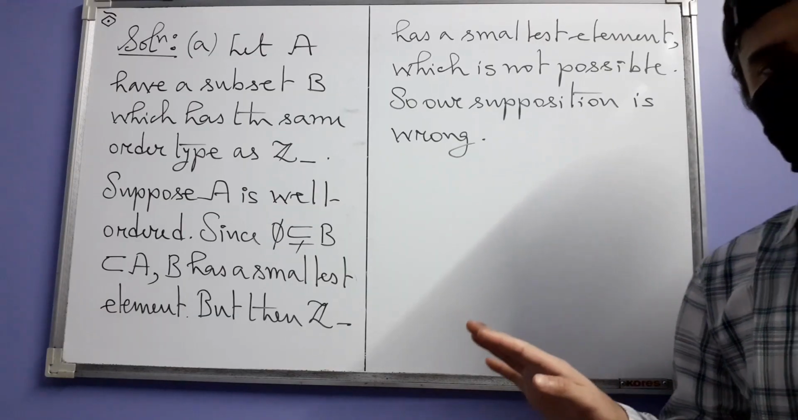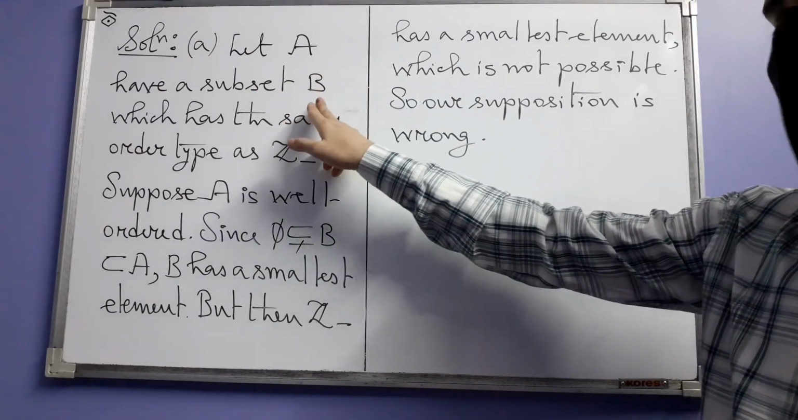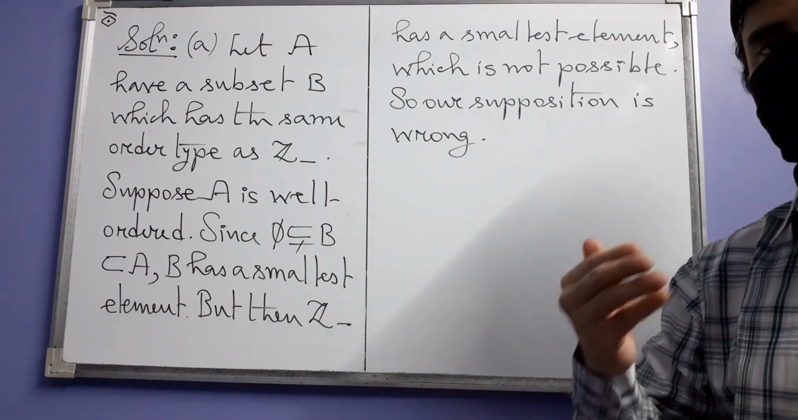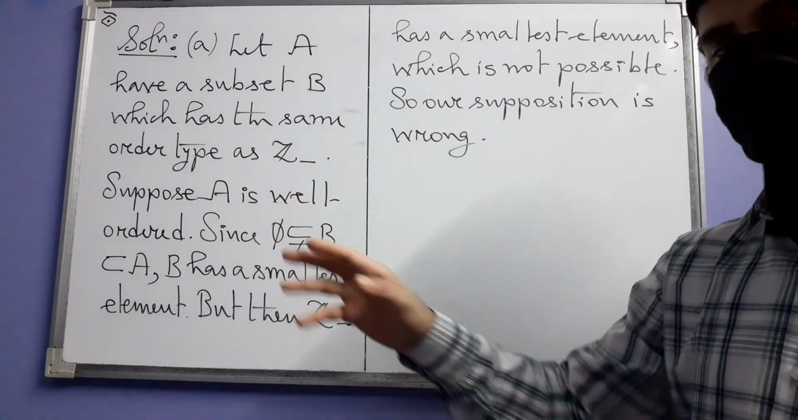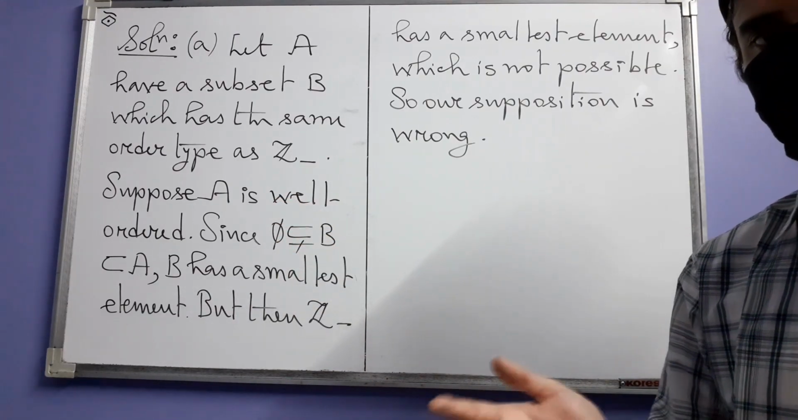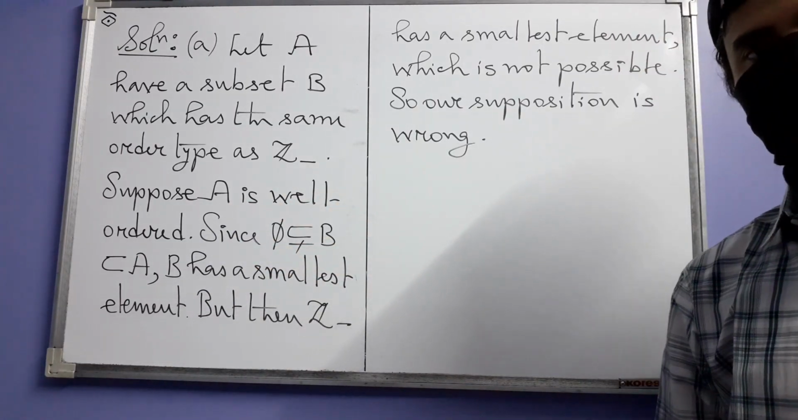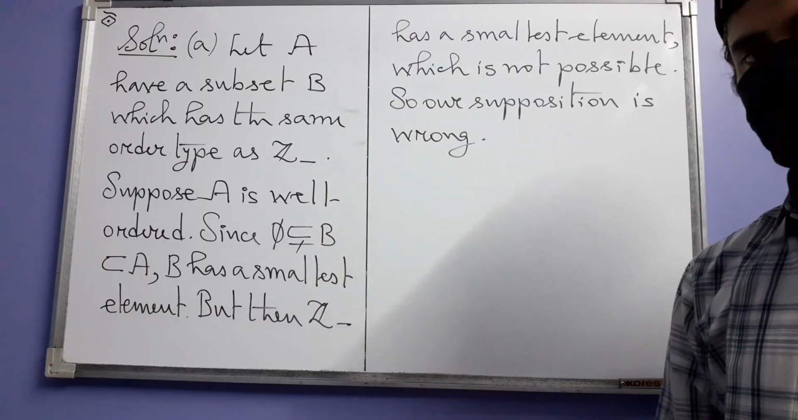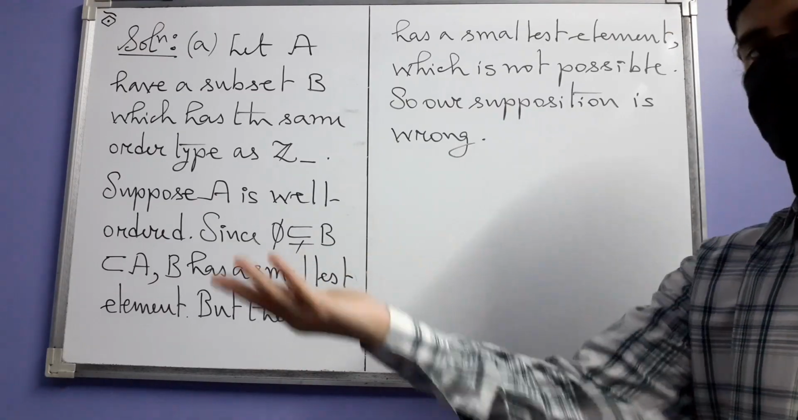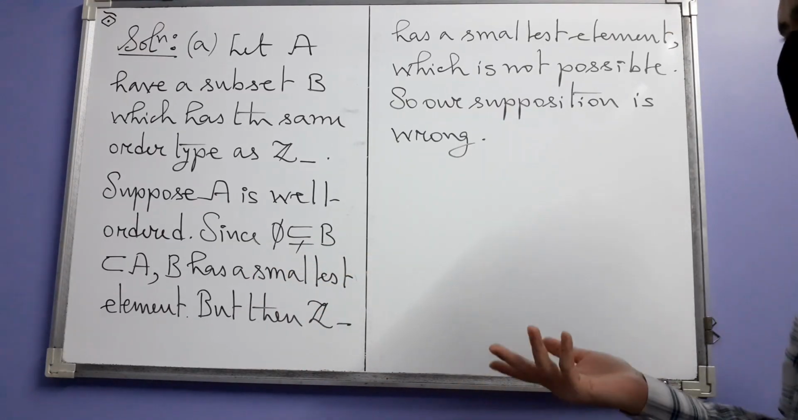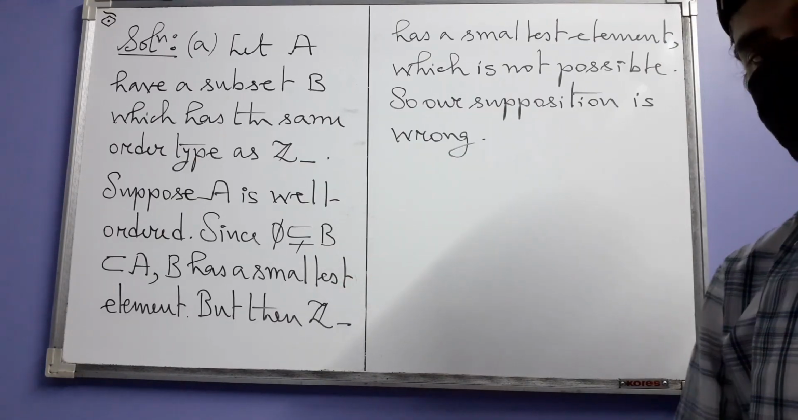One half of this if and only if claim is quite easy. And it is this half where we assume that A has a subset B which has the same order type as the ordered set of all negative integers Z minus. And we have to prove that in this condition A is not well ordered. Suppose for contradiction that A is well ordered. Now B, of course, is a subset of A. Additionally, B is non-empty. Why? Well, because B has the same order type as the set Z minus, and Z minus is not just non-empty, it's actually infinite. So as such, B is also infinite actually.